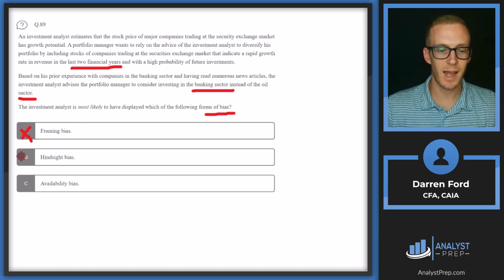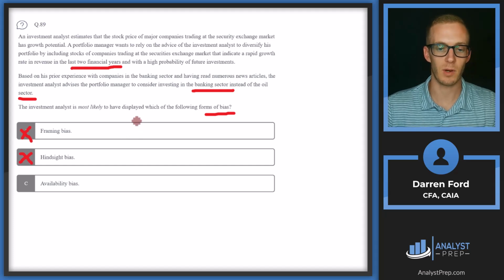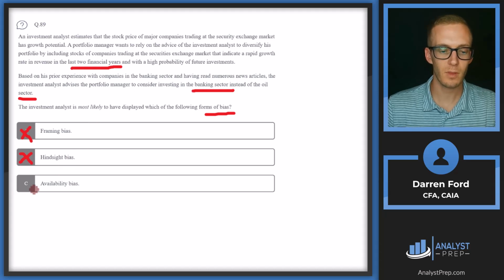B, hindsight bias. I think we can also rule this out as well. This is kind of like the I knew it bias. So when we see things in hindsight, we tend to think that we should have or did know that in the moment, when in reality we probably didn't, or else we would have made an investment bet on it potentially. So there's not really anything in here talking about how past investments or past events have happened that are causing him to make this recommendation.